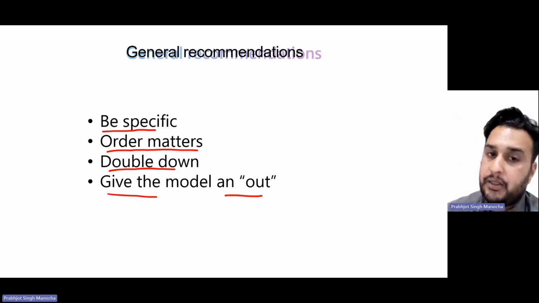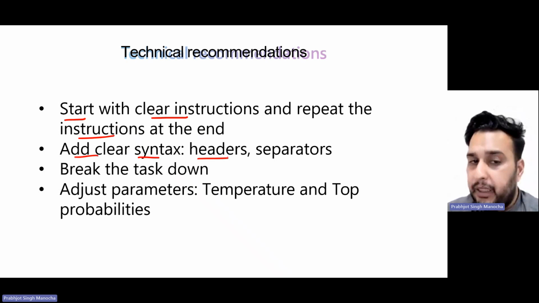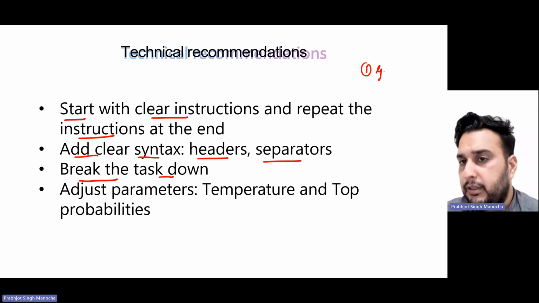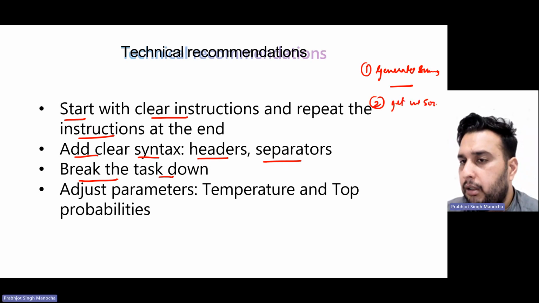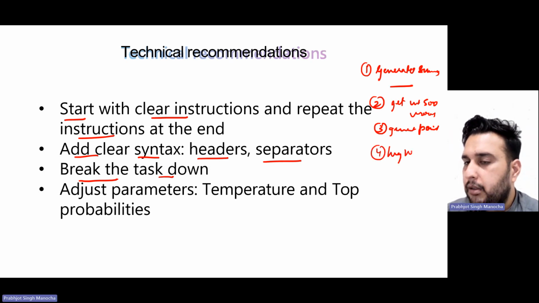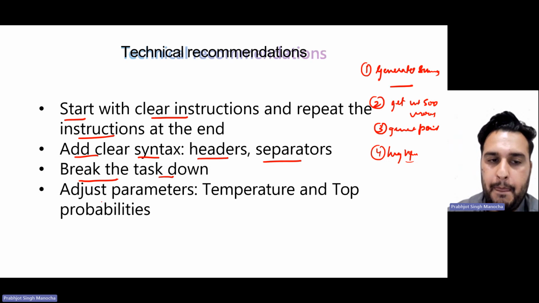Repeat the instructions at the end, add clear syntax like headers and separators, and break down the task. Okay, first I want you to generate a summary about a certain topic. Then I want you to limit it to 500 words. Then generate it in a points format. Fourth, highlight the certain keywords which are important. So you can break down your task also.